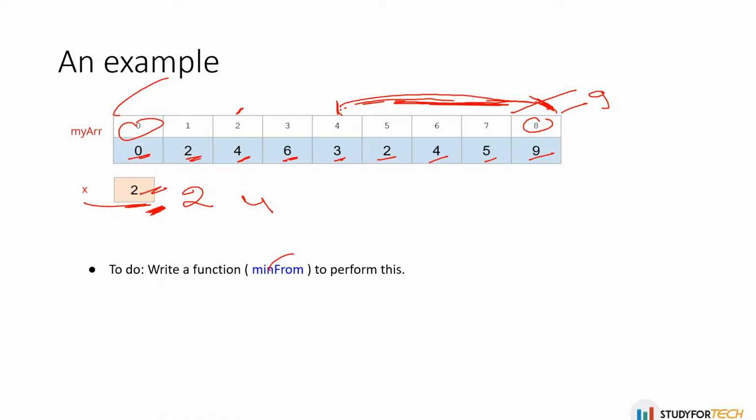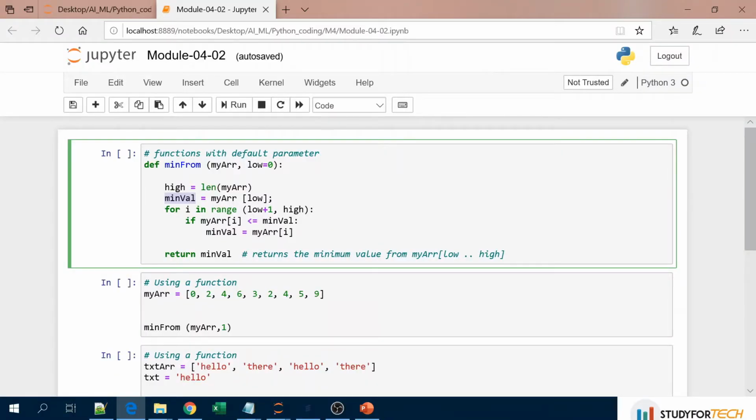So let's implement this in a Jupyter Notebook. You can see here I have a function with a default parameter. This is the normal parameter, and this one is the default parameter, which is low equal to 0. If you do not pass any value to this low, by default it will start from 0, and if you pass some value to this low, the 0 will be overridden by that value.